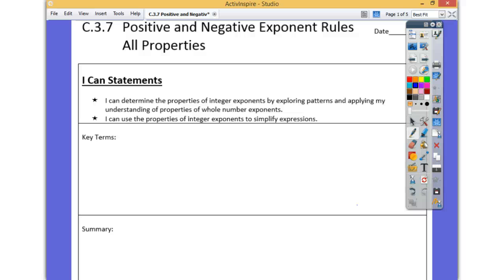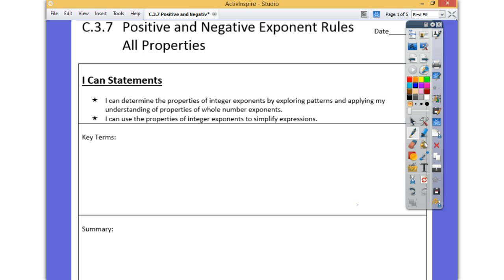Unit 3, lesson 7, the last lesson in unit 3. Positive and negative exponent rules. Today we're applying all properties. Every property that we've learned so far, we're going to apply it today.